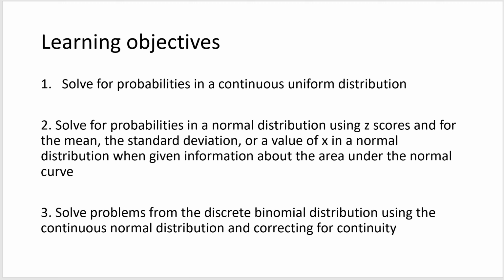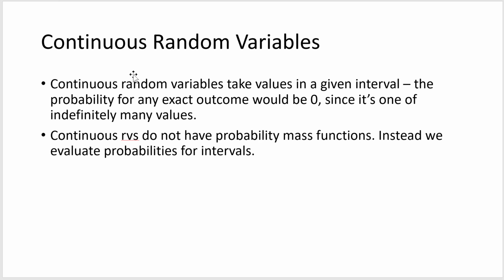We will solve for probabilities in normal distribution, bell curve, using z-scores. So we will discuss what z is. And for the mean and standard deviation, or a value of x in a normal distribution when given information about the area under the normal bell curve. So if you don't understand what this is right now, you will by the end of this lecture. Then we'll try to solve a problem from the discrete binomial distribution using the continuous normal distribution and correcting for continuity.